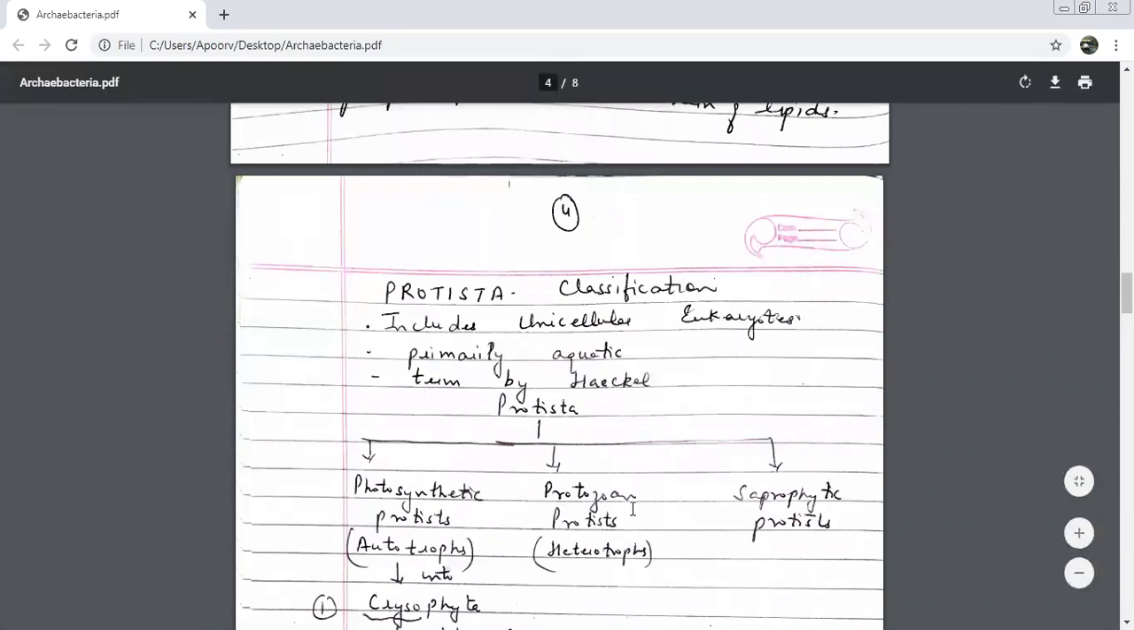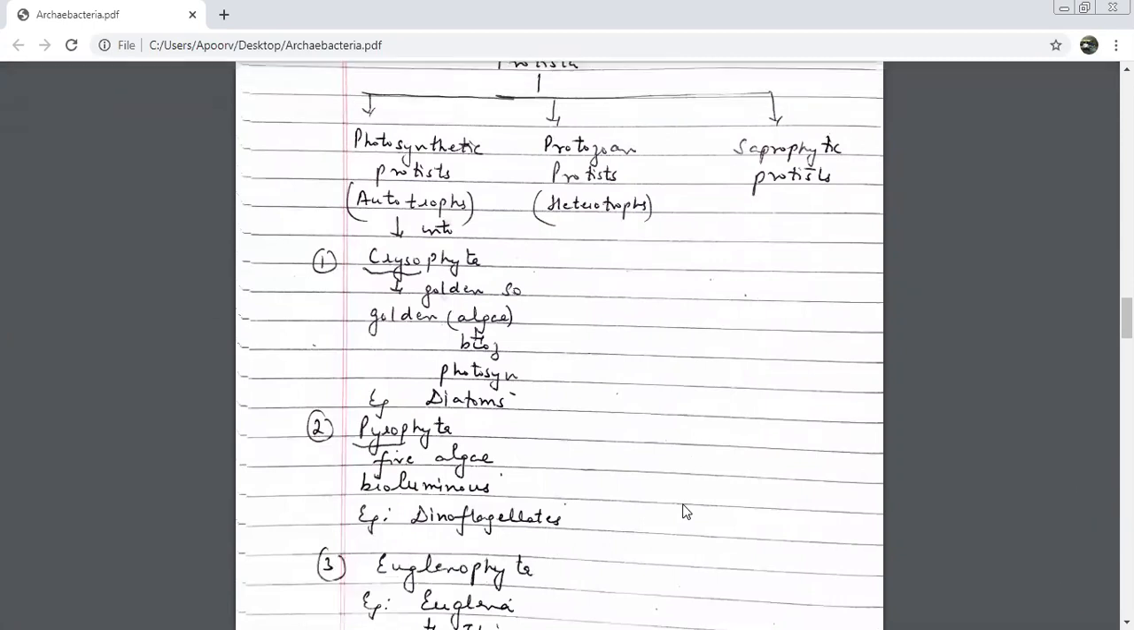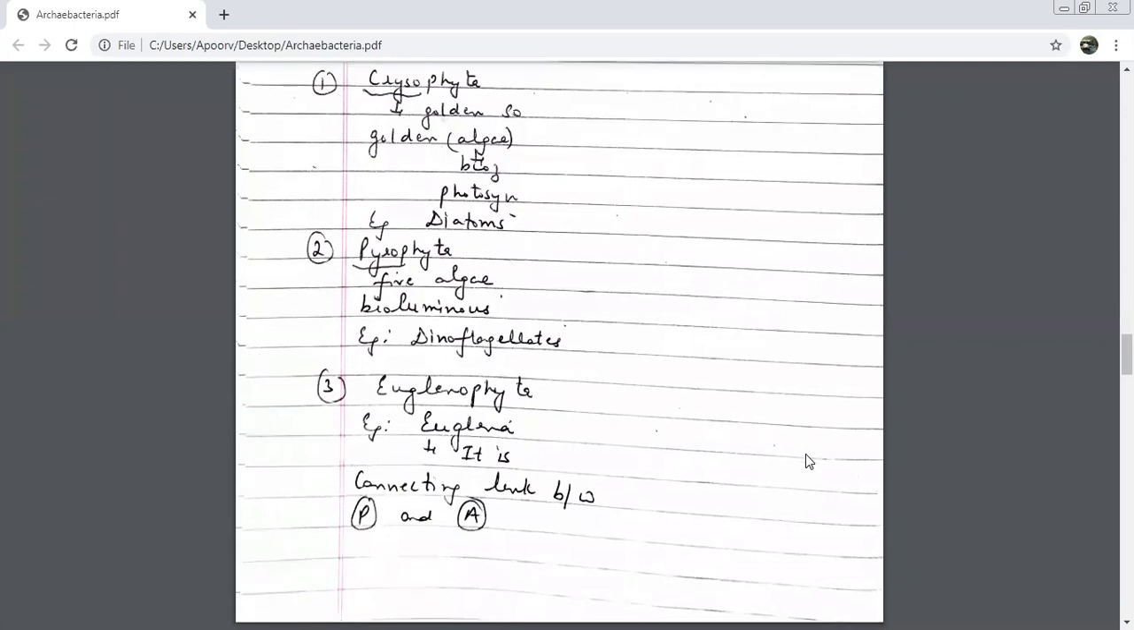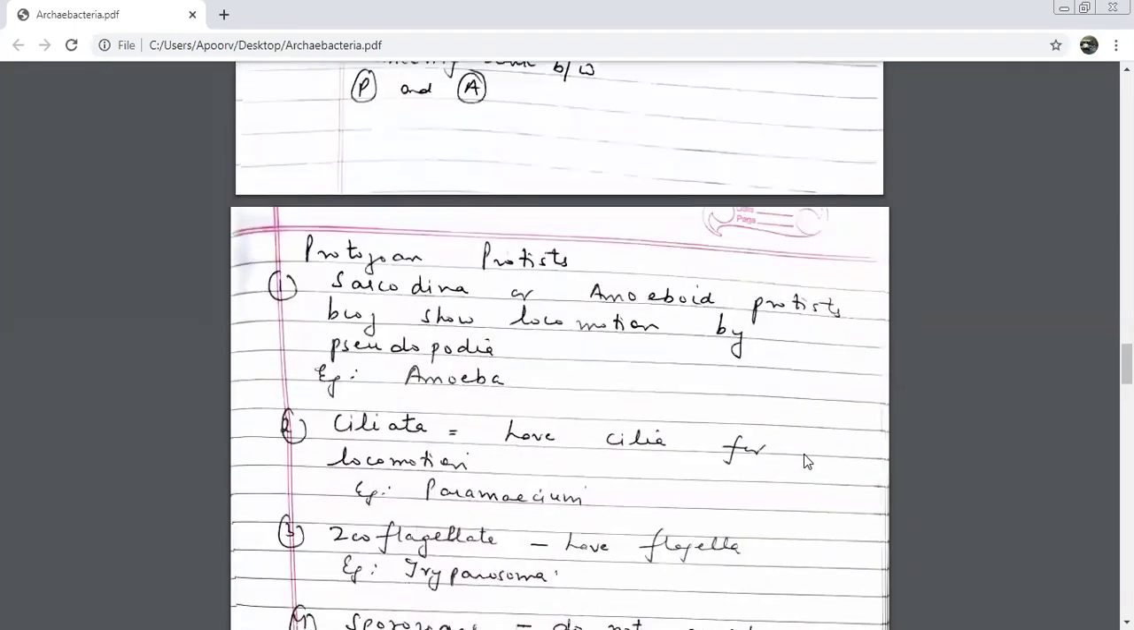About this first one, photosynthetic protists, tell me very quickly, what are the categories? Three categories: chrysophyta, pyrophyta, and euglenophyta. Which one is bioluminescent? Pyrophyta. Which one is golden in color? Chrysophyta. And which one shows characteristics of both plants and animals, or is a connecting link? Euglenophyta. Example of chrysophyta? Diatoms. Example of pyrophyta? Dinoflagellates. Example of euglenophyta? Euglena.